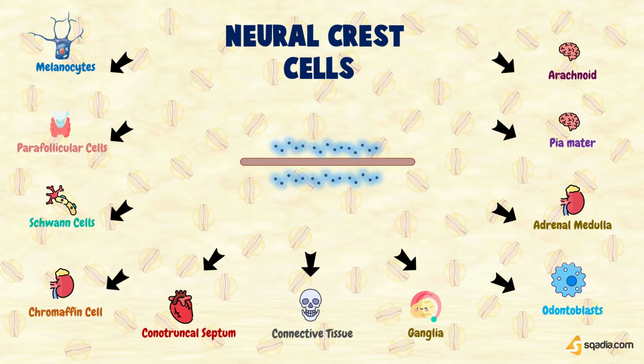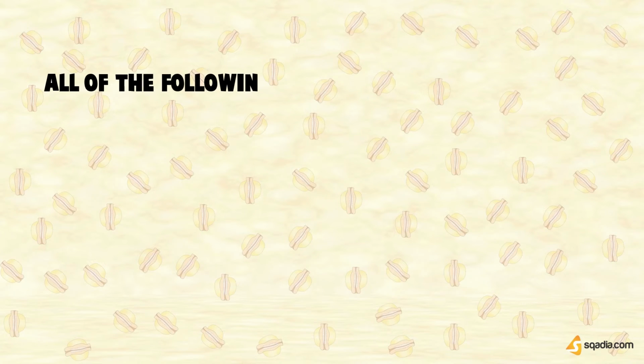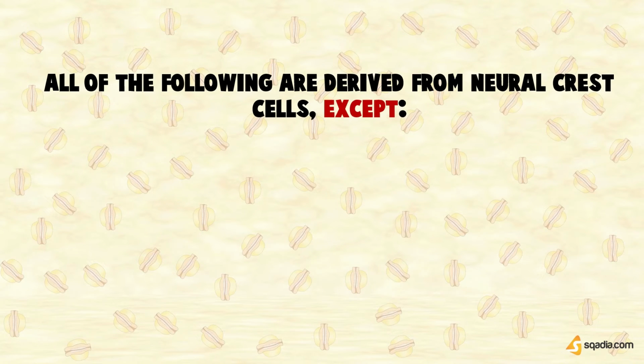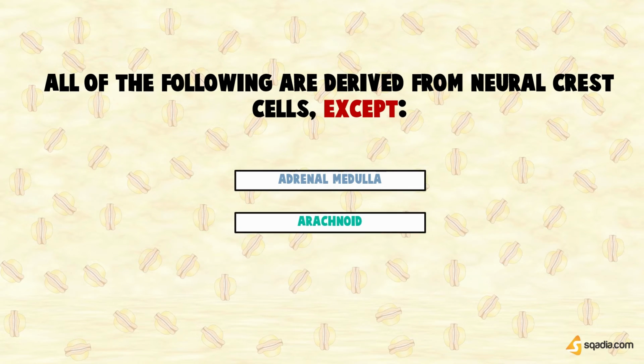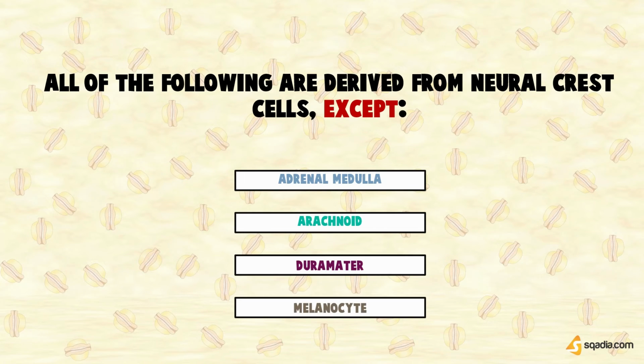Now, let me ask a question first. Then you can easily memorize the destinations of neural crest cells, or structures derived from neural crest cells. All of the following are derived from neural crest cells, except: adrenal medulla, arachnoid, dura mater, or melanocyte. I will answer this question later.